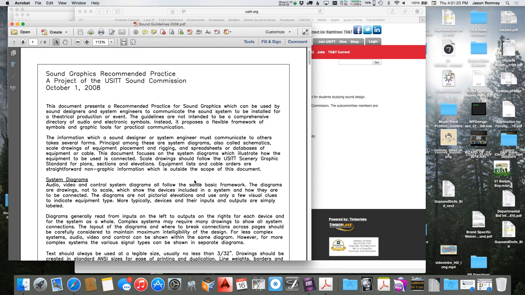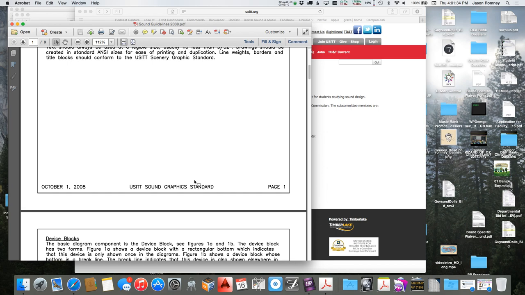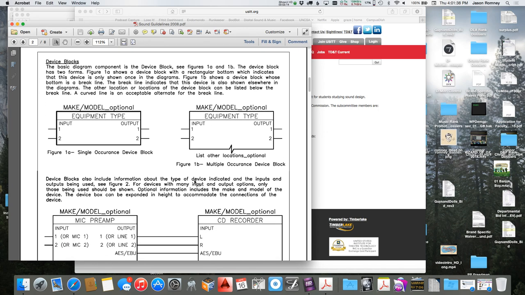So with that in mind, when we set out to make these guidelines, we really shied away as much as possible from things that looked like the thing that you were trying to draw. So we started out with what we'd call the basic device block, and that's what you're seeing over here. This can really represent any kind of equipment. So any kind of sound equipment is going to have inputs and outputs, maybe just one or the other, but certainly at least one or both of those. And it should have a make and a model and some sort of category. So for equipment type, you would put like a CD player or a mixing console or whatever. And if you wanted to put the actual make and model over the top, you could.